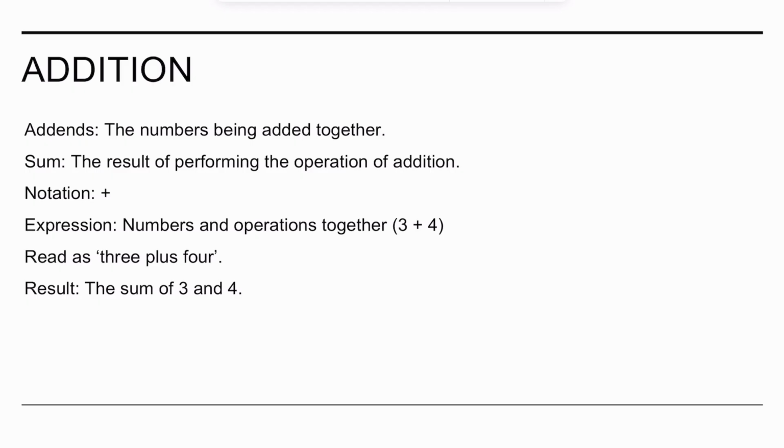If there was 3 plus 4 equals 7, that is then called an equation. So the expression is not both sides of the equation. It is just the 3 plus 4. So numbers separated by an operator. So it's read as 3 plus 4, and the result would be the sum of 3 and 4.